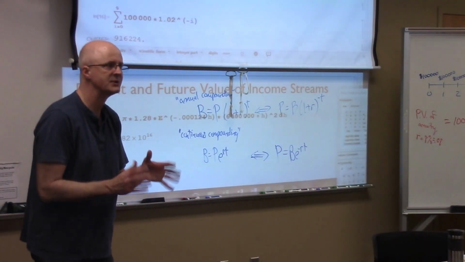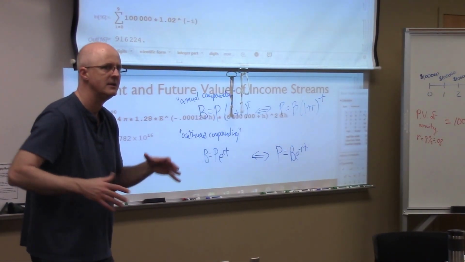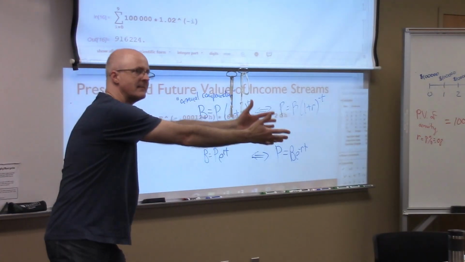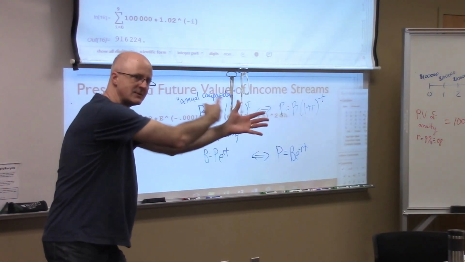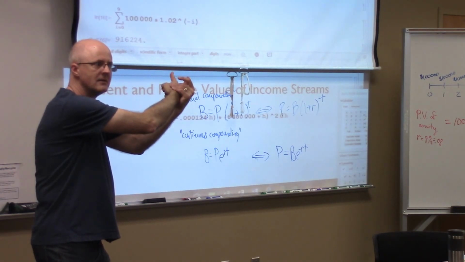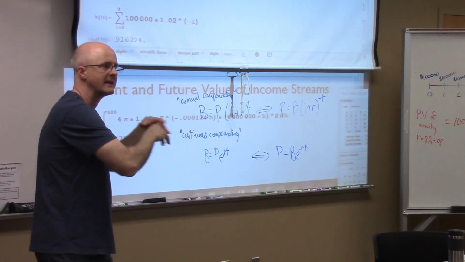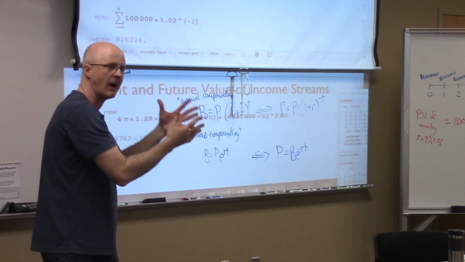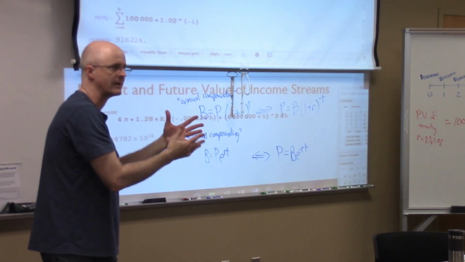Why? Because if the interest rate is lower, you've got to invest more money now to get the same thing later. That's why the present value has to be higher. You have to invest more now to get the same thing later, to get the equivalent amount, if the interest rate is lower.